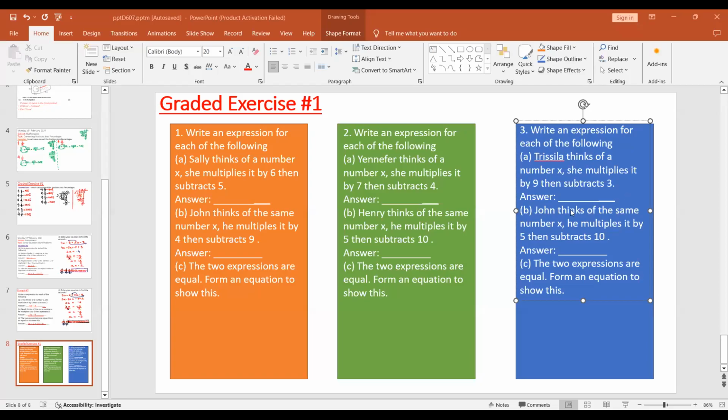John thinks of the same number x, he multiplies it by 5. Now let's say he multiplies it by 6, and then subtracts 15. The two expressions are equal.